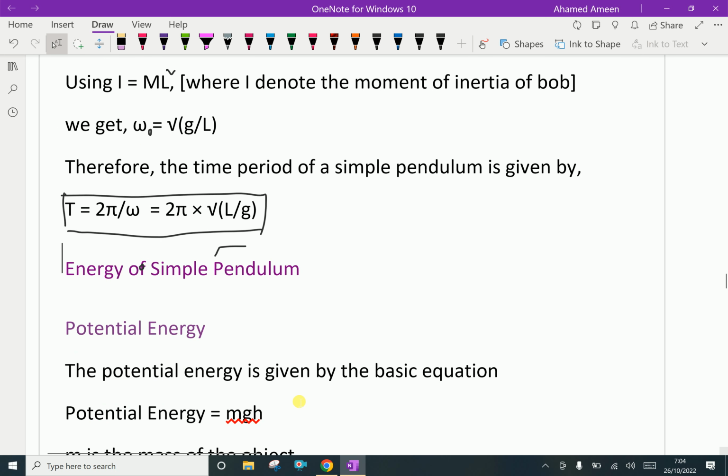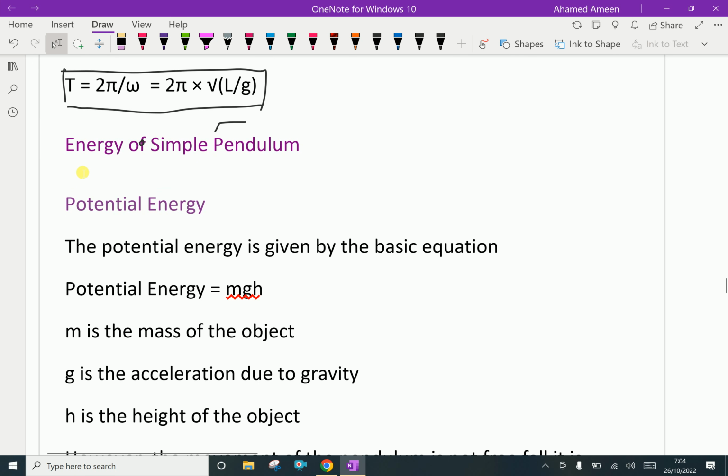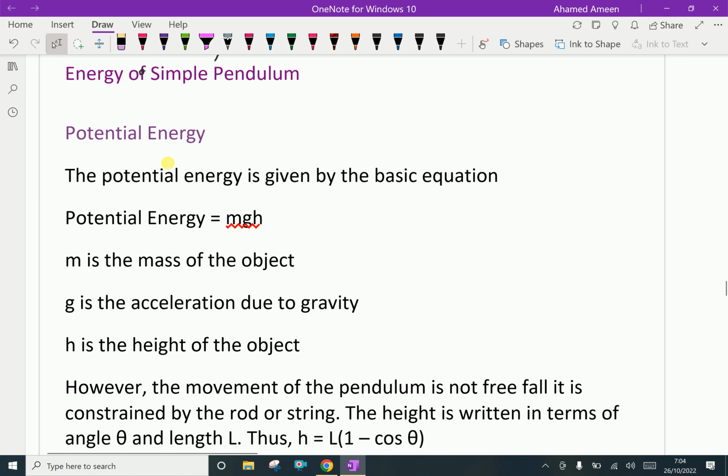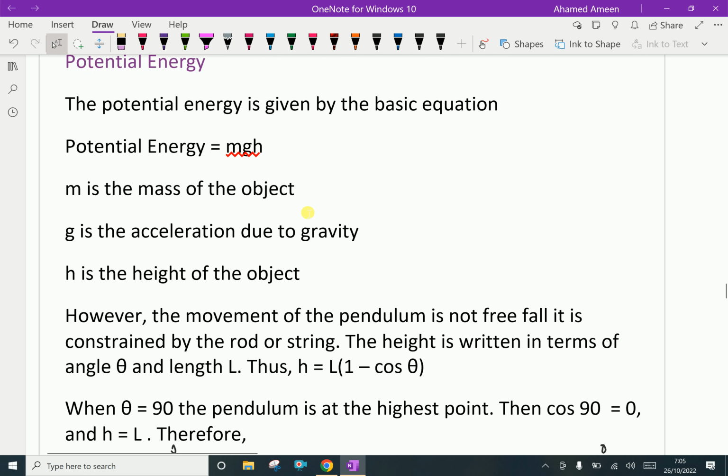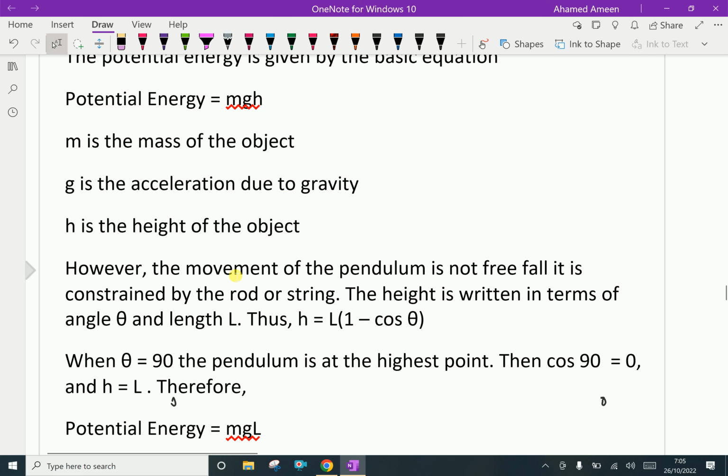Now we can further discuss the energy of the simple pendulum. Here the potential energy, we know that potential energy depends on how high the mass is from the floor level. That is called mgh, that is mass into gravity into the height from the floor. The potential energy is given by the basic equation mgh, where m is the mass of the object, g is the acceleration due to gravity, h is the height of the object. So if you find the product mgh, we can get the potential energy of the body from the ground position.